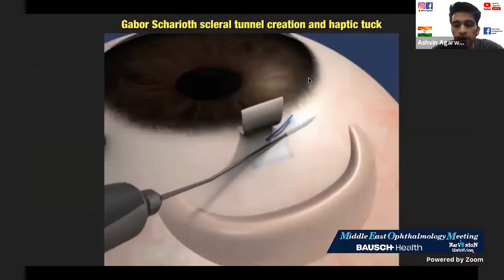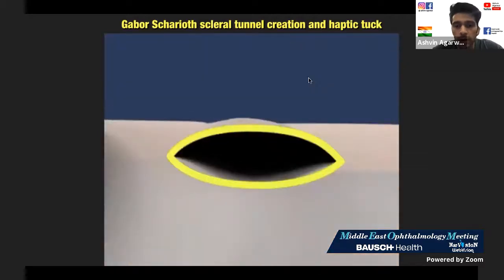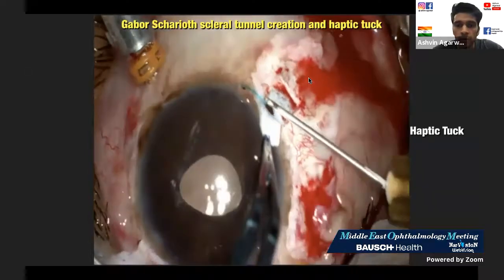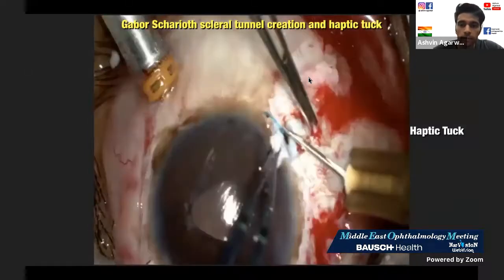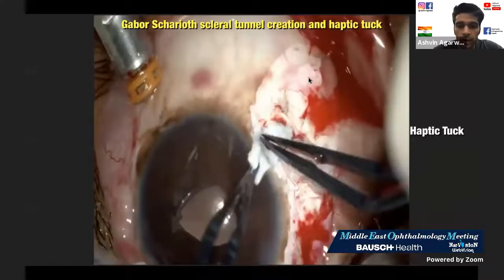Next up, once I have these haptics externalized, I make my Gebauer-Chariot's tunnel, which is an intrascleral groove or a tunnel made at the base of the flap, parallel to the haptic. So as parallel as you can go to the haptic, you just have to take that and tuck it in.